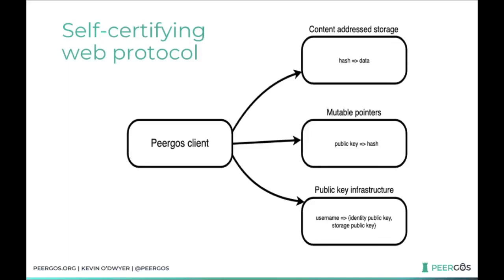Now I will briefly discuss some of the components involved as displayed on this slide. Content address storage means data is referenced by its cryptographic hash. Mutable pointers are public key to signed hash mappings. Initially, each user's file system is under a single public key. Additional keys are generated when granting write access. The mutable pointers are stored on the user's home instance. Public key infrastructure: a global append-only log for the username to identity public key, storage public key mappings. The PKI data itself is stored in the content address store.